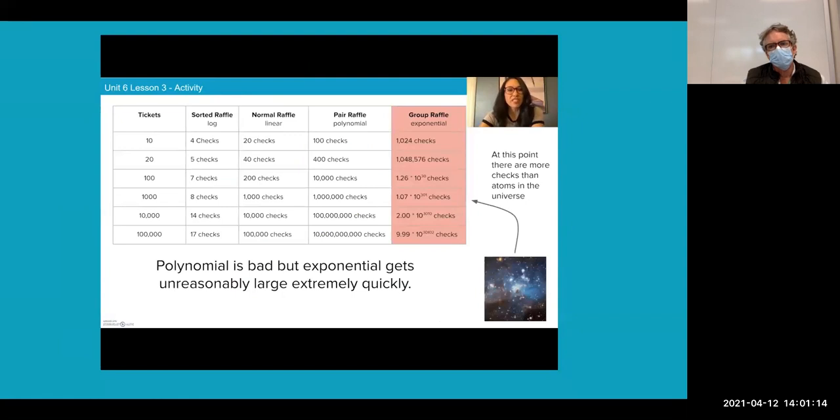Here's that same graph in a chart, and as you can see, polynomial isn't bad, but exponential gets unreasonably large extremely quickly. So the group raffle is just one example of an algorithm that's unreasonable. It grows exponentially, so we'd never want to run it at our school. Next lesson, we'll talk more about what to do when we encounter unreasonable problems.